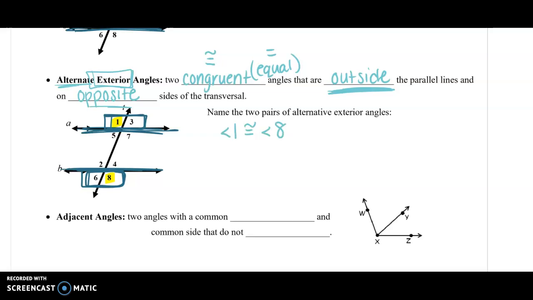And then the second set is angle 3 and angle 6. Because again, outside on the opposite sides of the transversal, those are the ones that are going to be equal to each other. So angle 3 is congruent to angle 6.